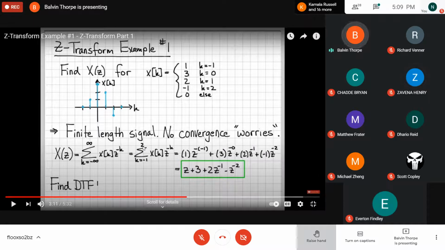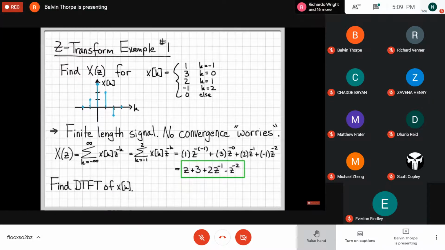Okay. All right, so let's move on to the next one. Let me mute my mic again before I start with the echo. Another thing I'll do right now is find the DTFT of the signal. We've talked about how easy that is if you already know the Z transform of the signal x of k. And we already do know the Z transform. It's right here.